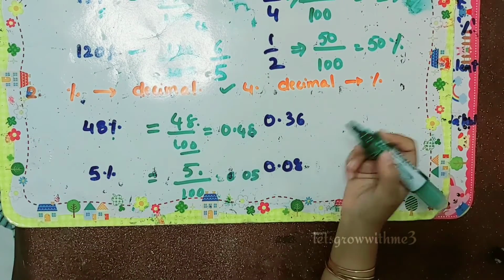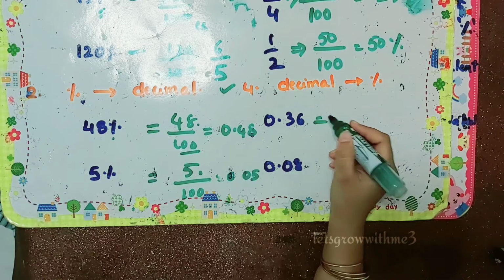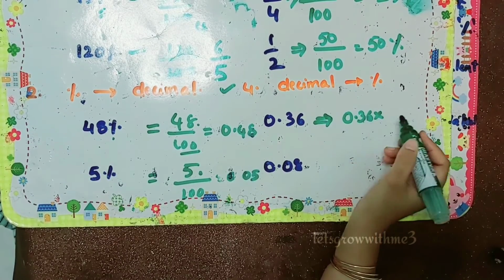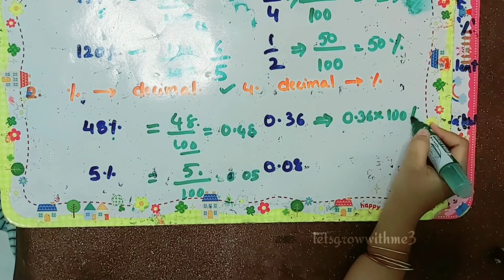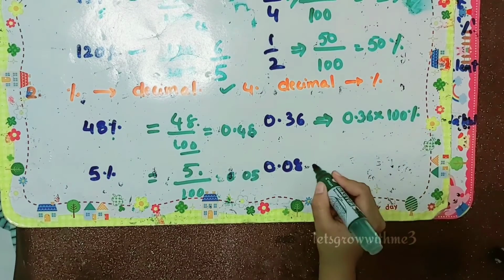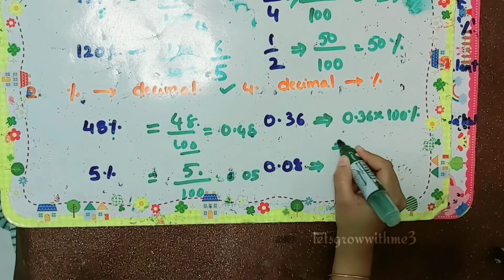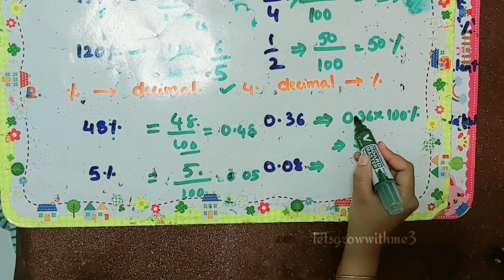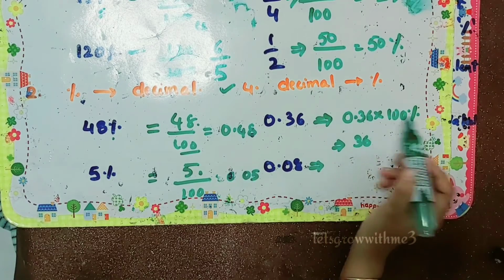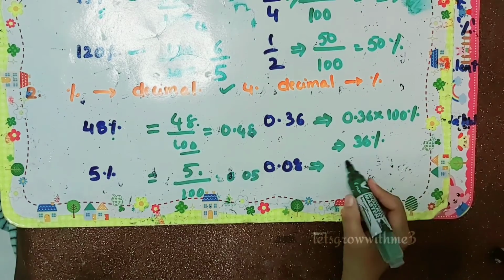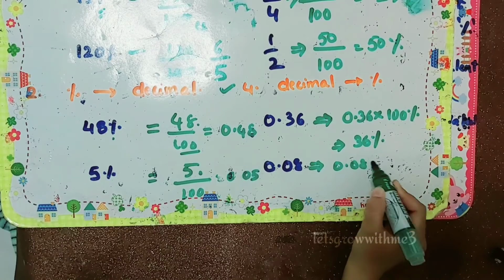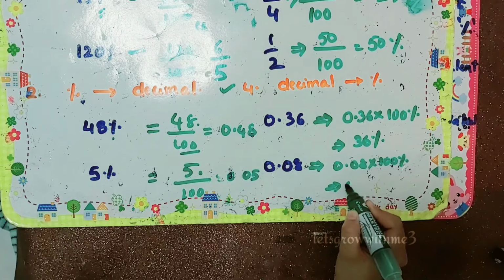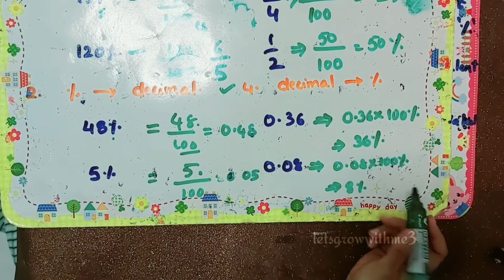Next we will see how to convert decimal to percentage. So just simply multiply with 100 percentage, then we will get it in the form of percentage, which is equal to 36 percentage. And yes, because you need to shift the decimal point two places to the right side. Okay, next we have 0.08 times 100 percentage, which is equal to 8 percentage.